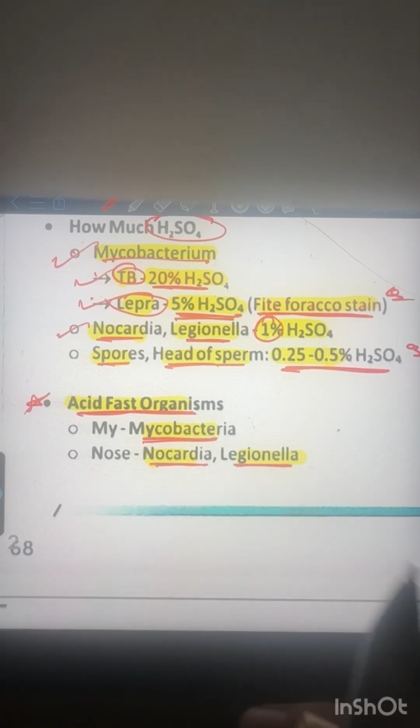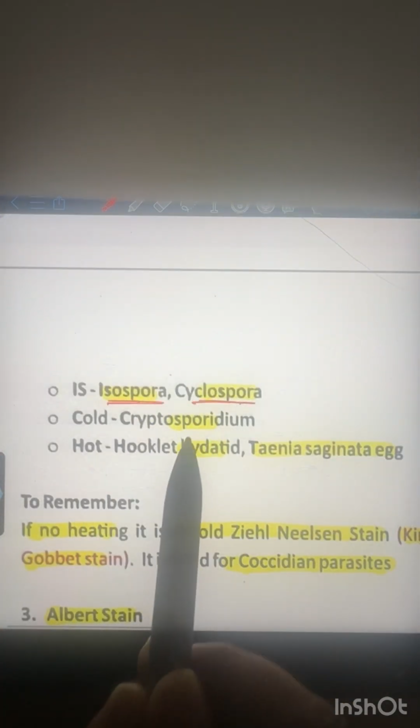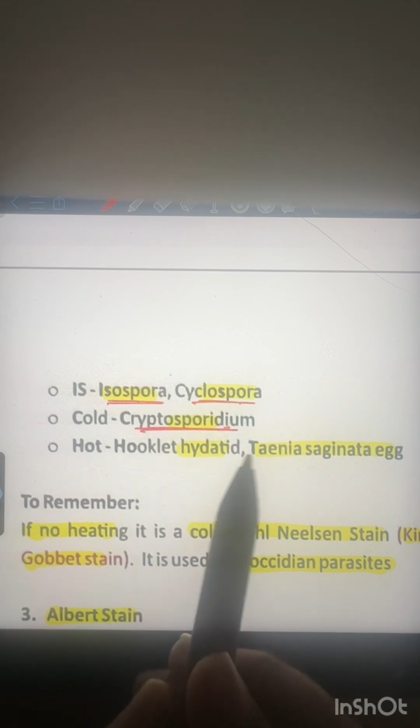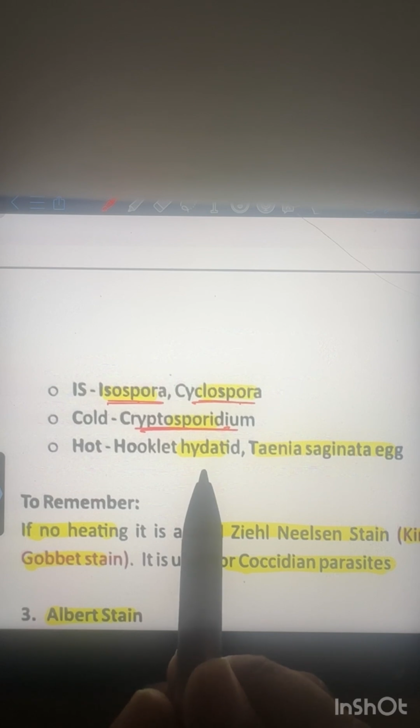I, look at the I guys over here. Can you see these spora brothers? Isospora, Cyclospora, and C for Cryptosporidium. So what is this together known as? If I say Isospora, Cyclospora, Cryptosporidium, which family am I talking about? I am talking about the coccidian parasites. Yes, I just told you coccidian parasites are acid fast.